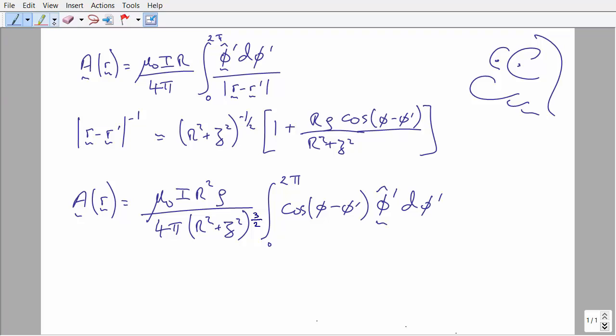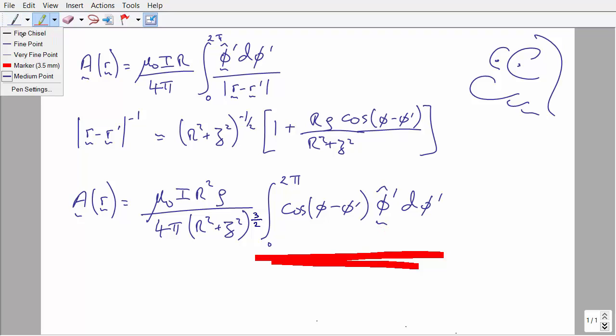So we're left now with this seemingly simple looking integral to do, but we've got this unit vector phi hat prime, which is a function of angle, and we're going to have to think carefully about how to do this. So the way to do it is to convert it to Cartesian so that the basis vectors become independent of angle, and the angular part of those basis vectors is expressed explicitly. So we need to write phi hat prime out in the following way.